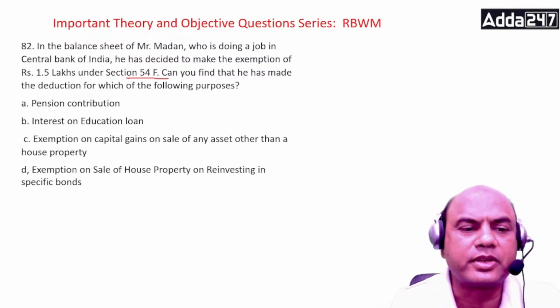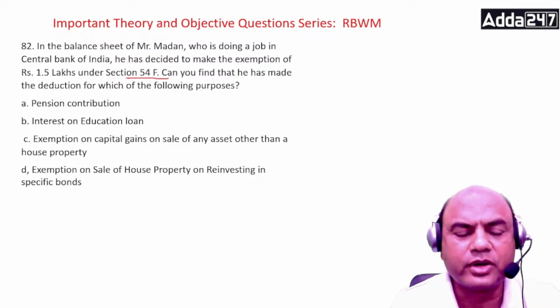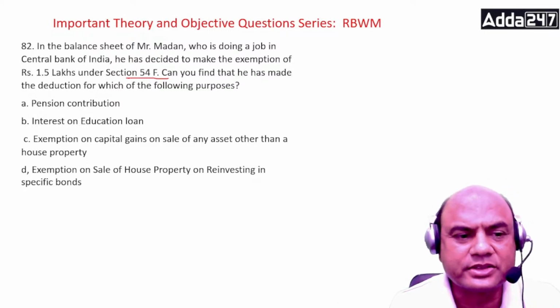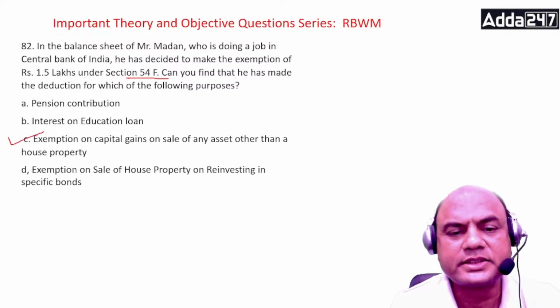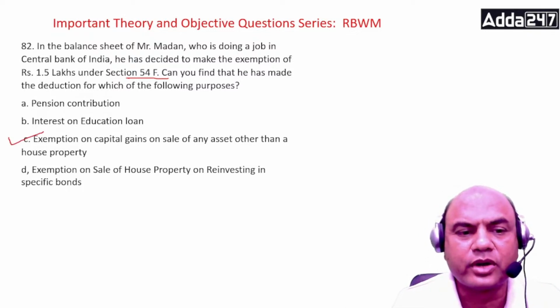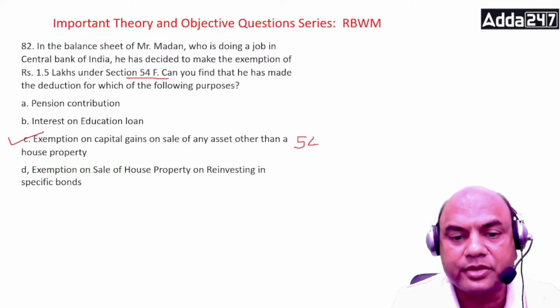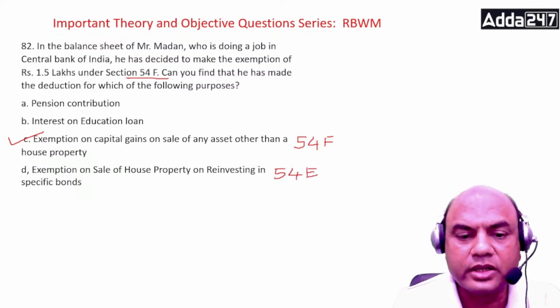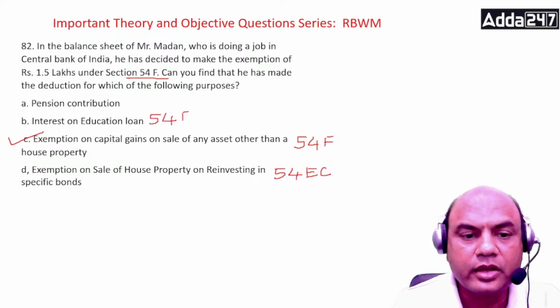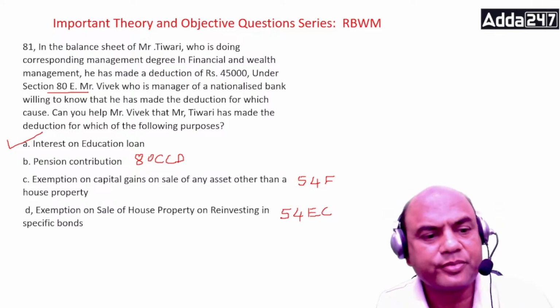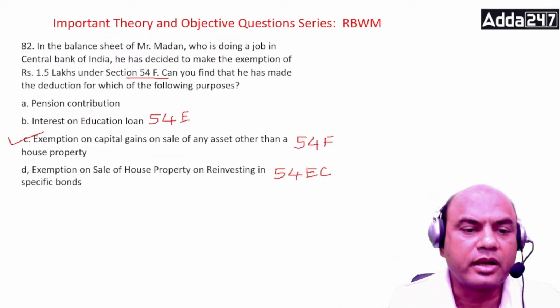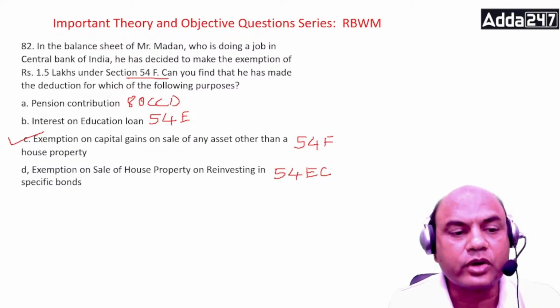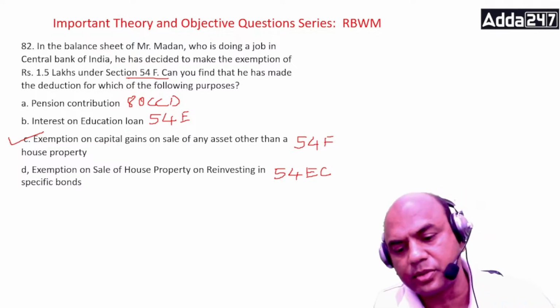Okay, let's call one by one. 54F. Hardly 1 minute has passed. Any asset other than the housing property, this is 54F. See here, I am repeating it many times. This is 54EC, for reinvestment. Education loan is 80E. And pension is 80CCD. So this 54F is for any asset other than the housing property.